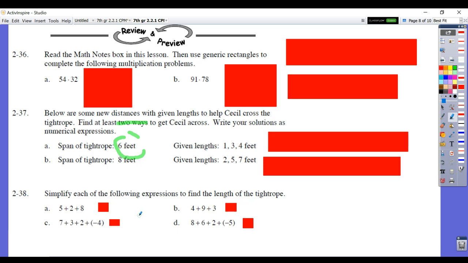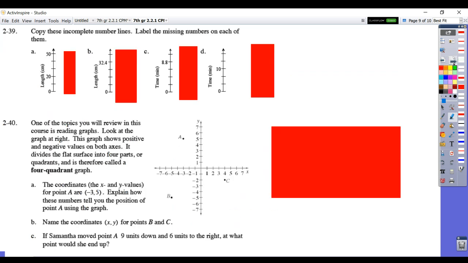For 238, you're going to be simplifying, which means, again, finding the answer. So you're going to be figuring out what these values equal, or what these numerical expressions equal. For 239, you're going to, again, complete your incomplete number lines. So you're going to put in the missing numbers on the tick marks.